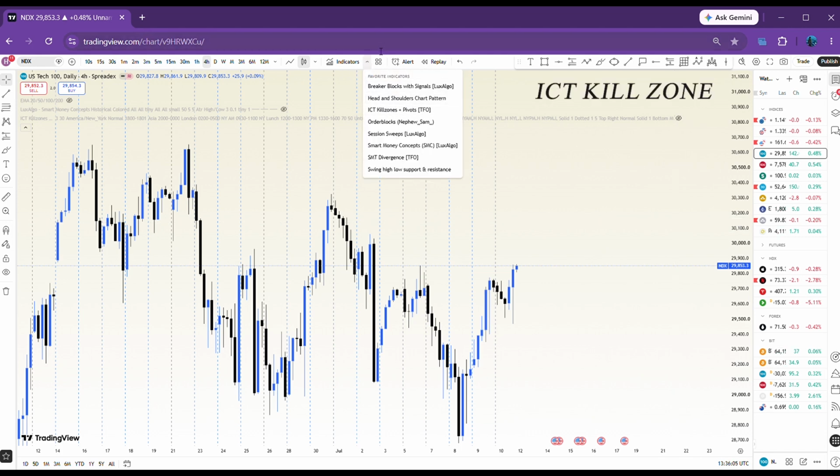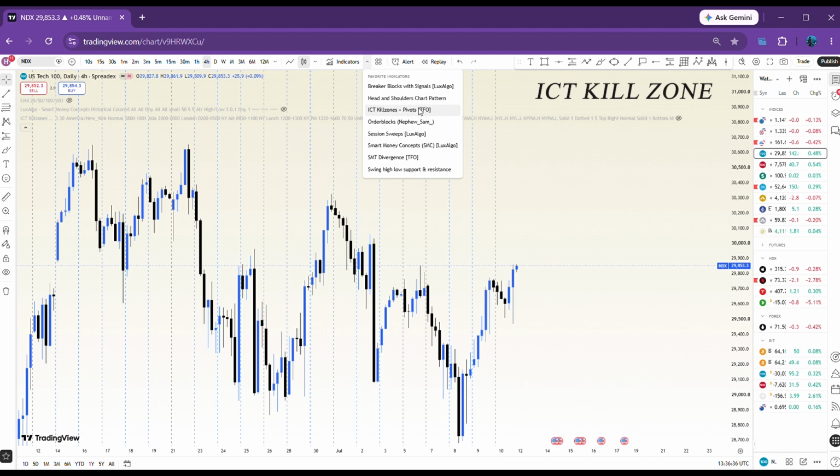You can see you have multiple indicators in this: break of block, head and shoulder patterns, ICT kill zones, order block, session sweeps, SMC, SMT, swing high, swing low, support and resistance. These are multiple indicators. You need only three basic indicators, because I'm using these three indicators, and if you want, you can use them. The three basic indicators I'm going to tell about: ICT kill zones, plus pivot bracket TF.